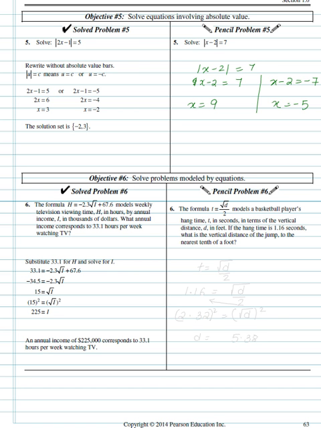Problem 6. I have t is equal to square root of d over 2. In this case, this function models a basketball player's hanging time, where t stands for seconds and d stands for distance. In this problem, they gave me the time, which is 1.16, and they're asking me to find the distance. So I'm simply going to multiply here.